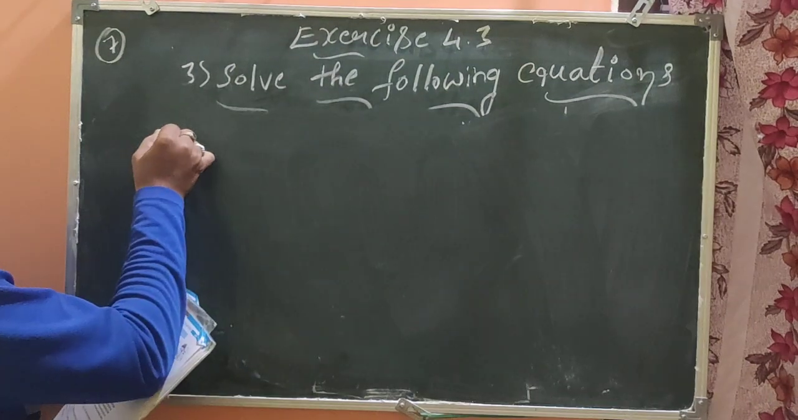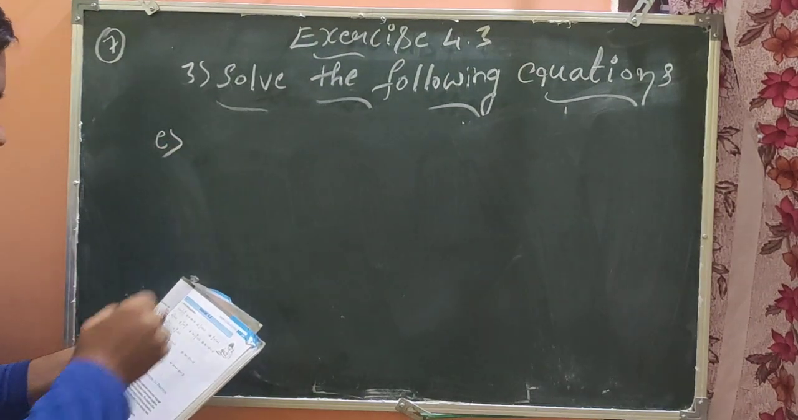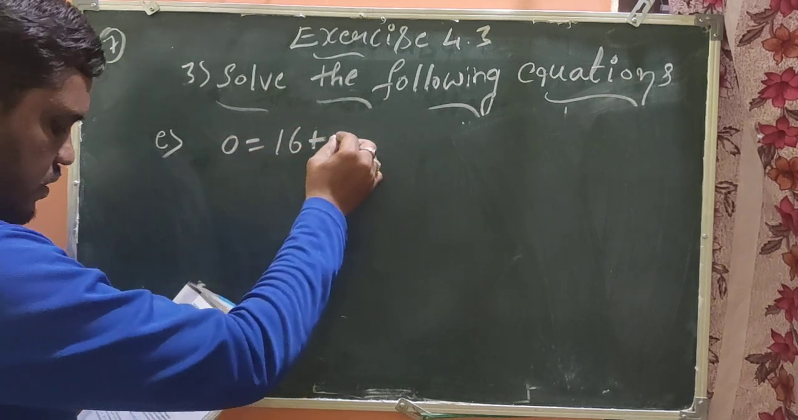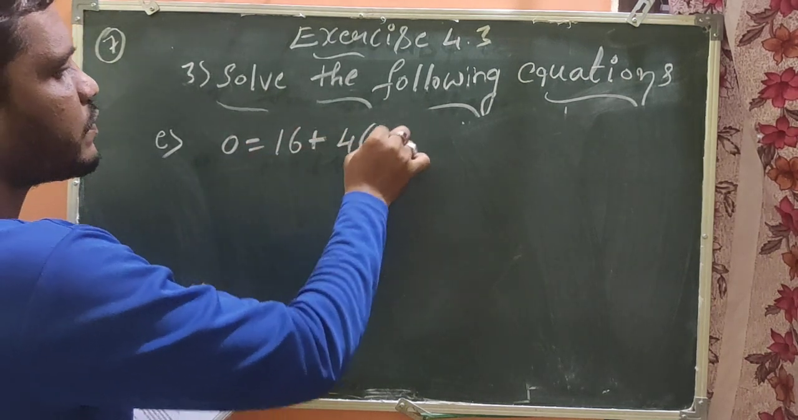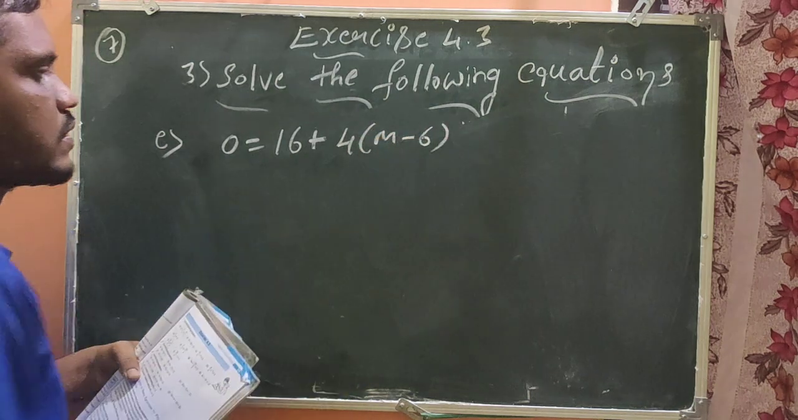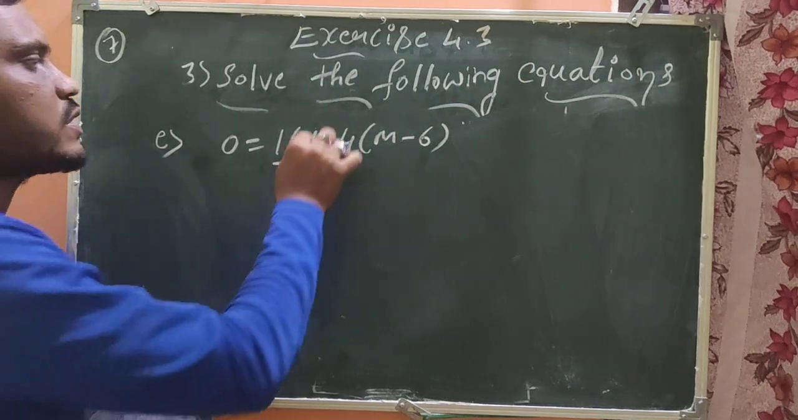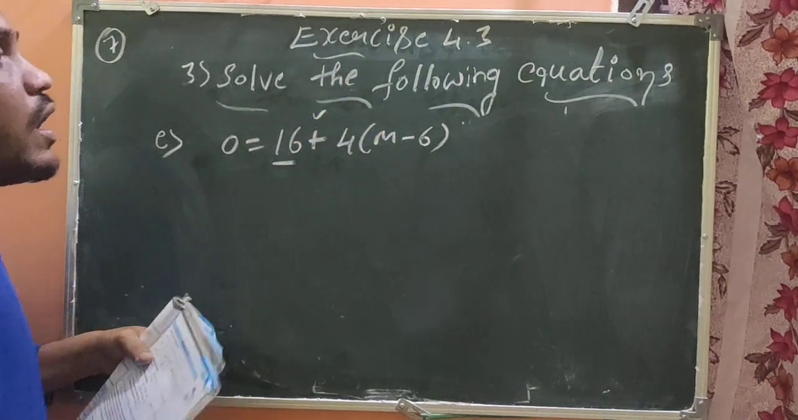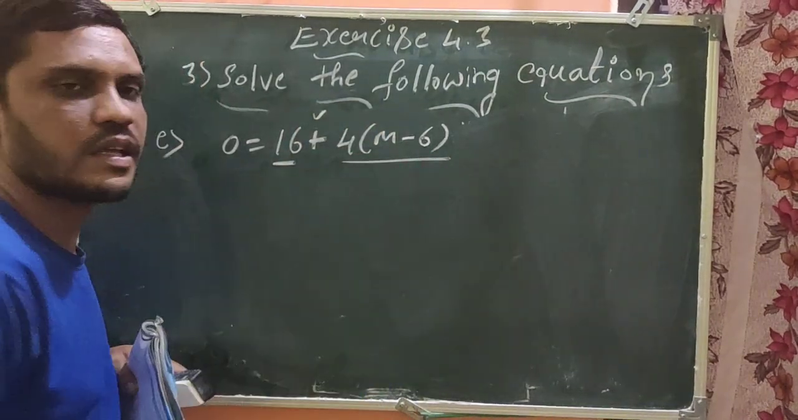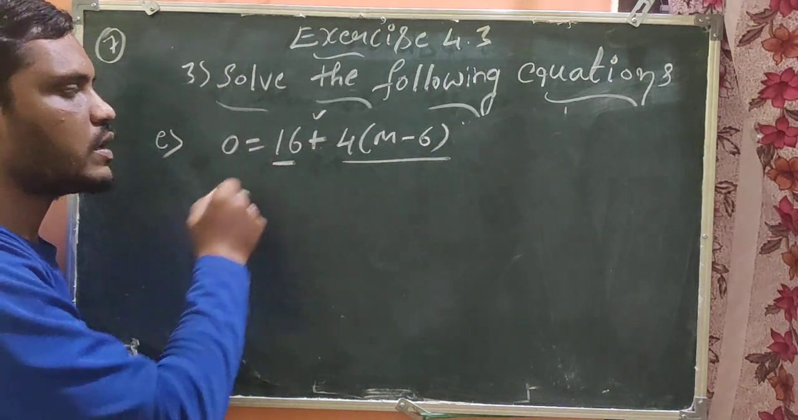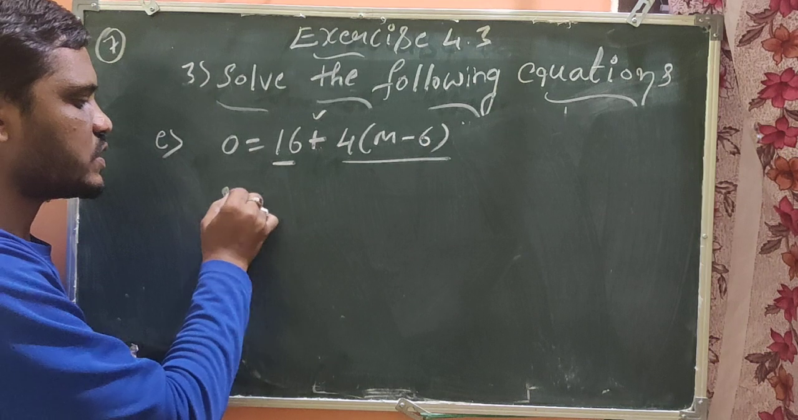Yes, I will take E. 0 is equal to 16 plus 4 times of m minus 6. So dear students, here one variable will be there. After that plus will be there. After that another term will be there. Right? So first we should shift the plus term, right? Yes sir. So the solution.